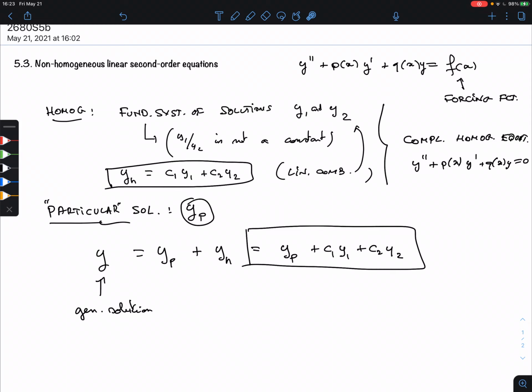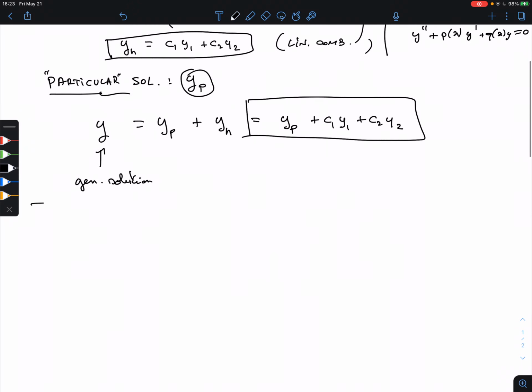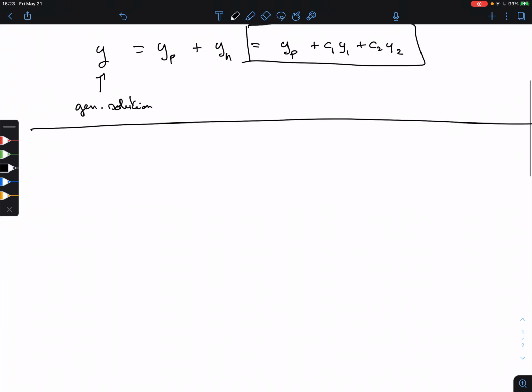Let's look at examples. I'm going to use just a couple of examples. The first one I want to do is y double prime plus y equals 1. And I'm going to give you the initial conditions: y(0) is 2 and y prime(0) is 7.